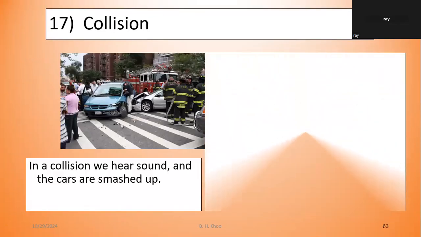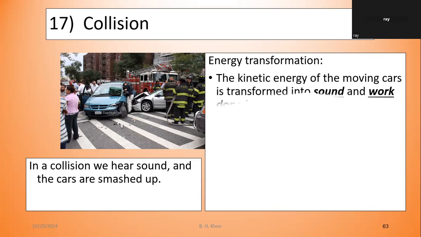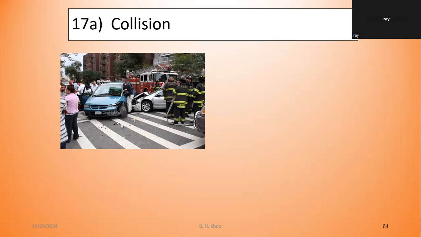Okay, collision. In a collision, we hear sound and cars are smashed up. The energy transformation, in this case, is kinetic energy of the moving cars transformed into sound, work done in deforming the cars, and energy of the cars and tires. Right? There's going to be friction there, and when you touch the tire it will be warm. That's internal energy or heat energy.